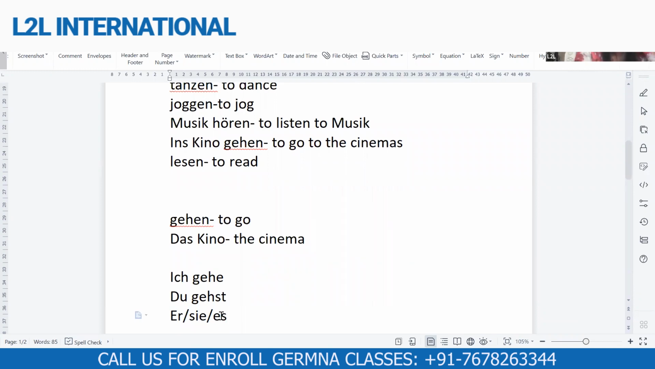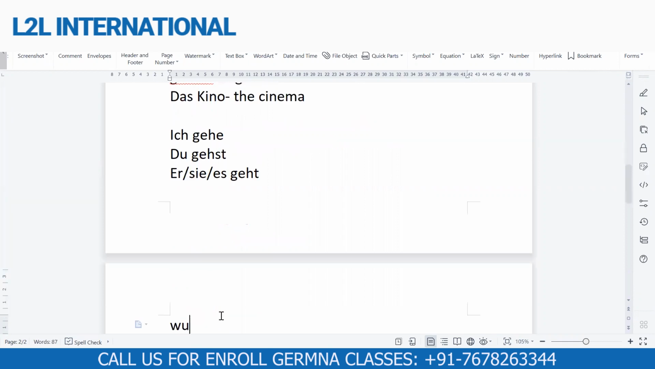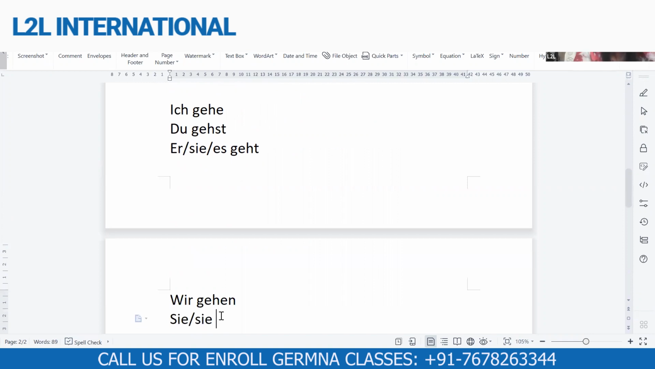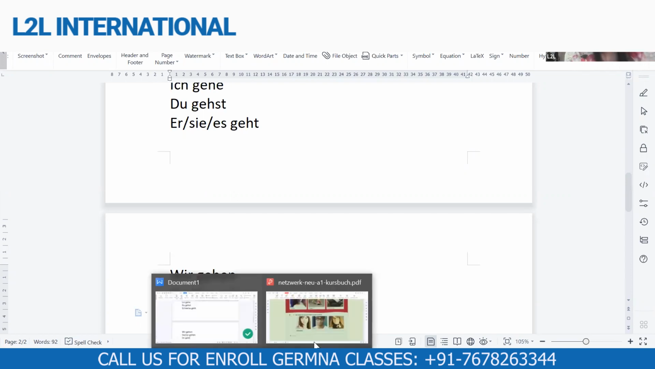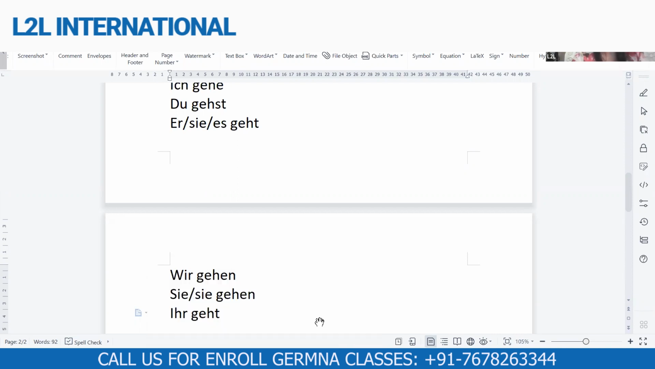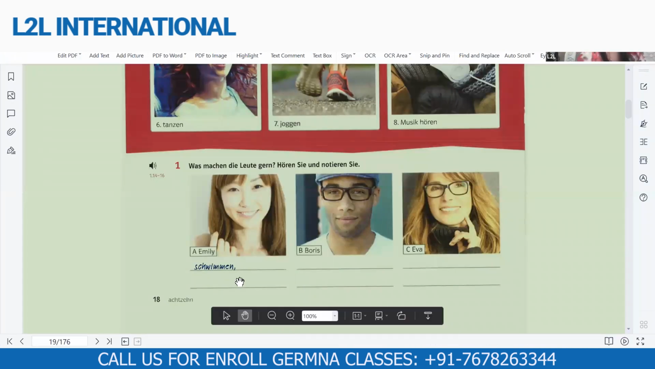Sie geht. Gehen, very good. Wir gehen, sie gehen, ihr geht. So this is a conjugation for gehen. I did this one, and the rest of the words you will do as homework. Right now we will just focus on what these three people, Emily, Boris and Eva, have as their hobby.